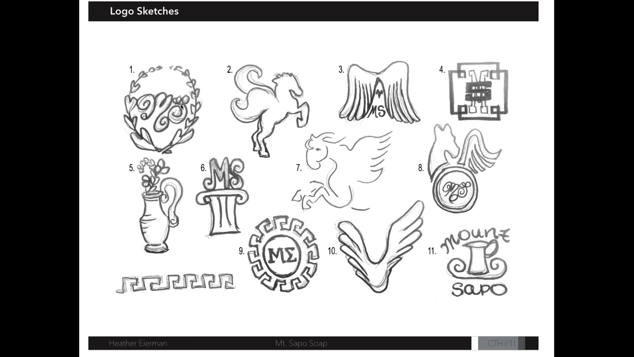So here's sort of a wreath with MS. Here's a winged horse. Here's some wings. This is a Greek pattern with the initials. Here is a vase, a pillar, another winged horse. So this is really like the same idea, just two different takes on it.